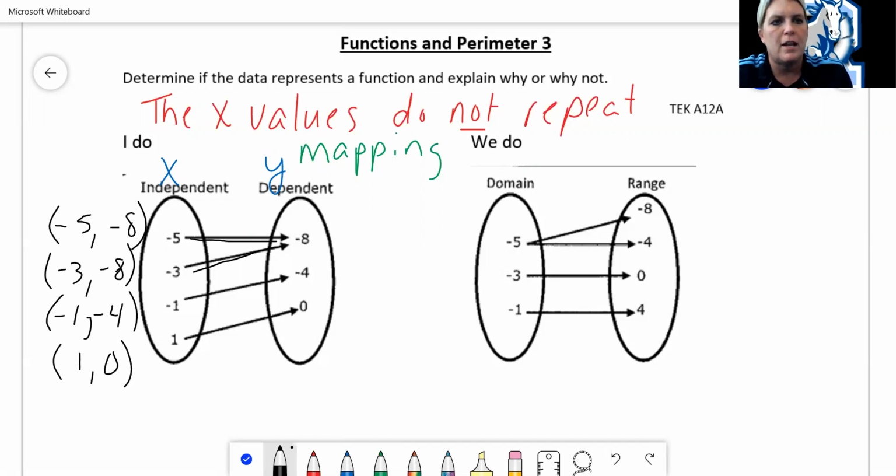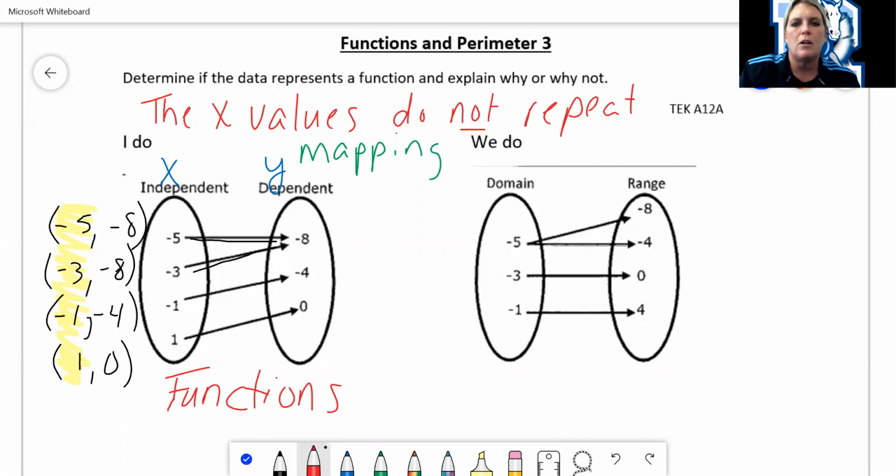Now that I have them written down, I like to take my highlighter and highlight all my x values. When you look at all these x values, do any of them repeat? No, they don't repeat. So if they don't repeat, this is a function, as long as the x numbers do not repeat.